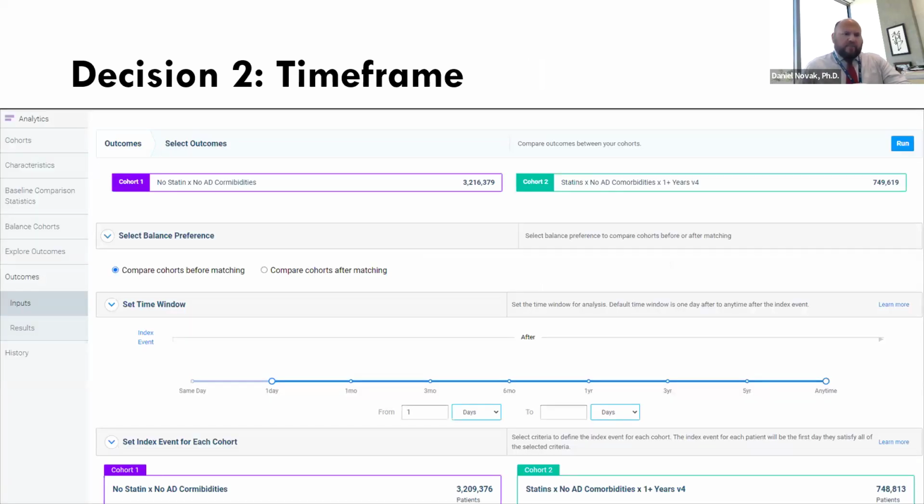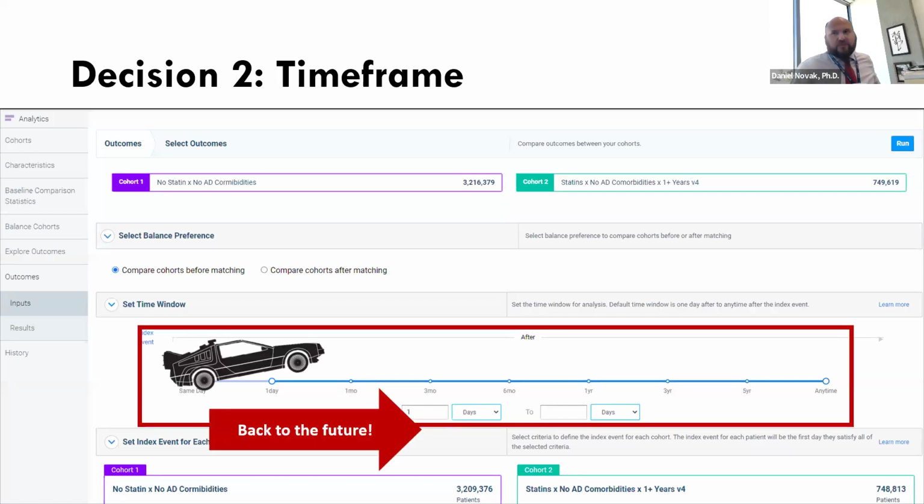Next up, a decision that you really have to make is about time frame. So when we're looking to the future, that's great, right? We can see as far into the person's record as today, and we can see, in some cases, 20 years of a person's record in TriNetX, which gives you a really good snapshot of their health span.